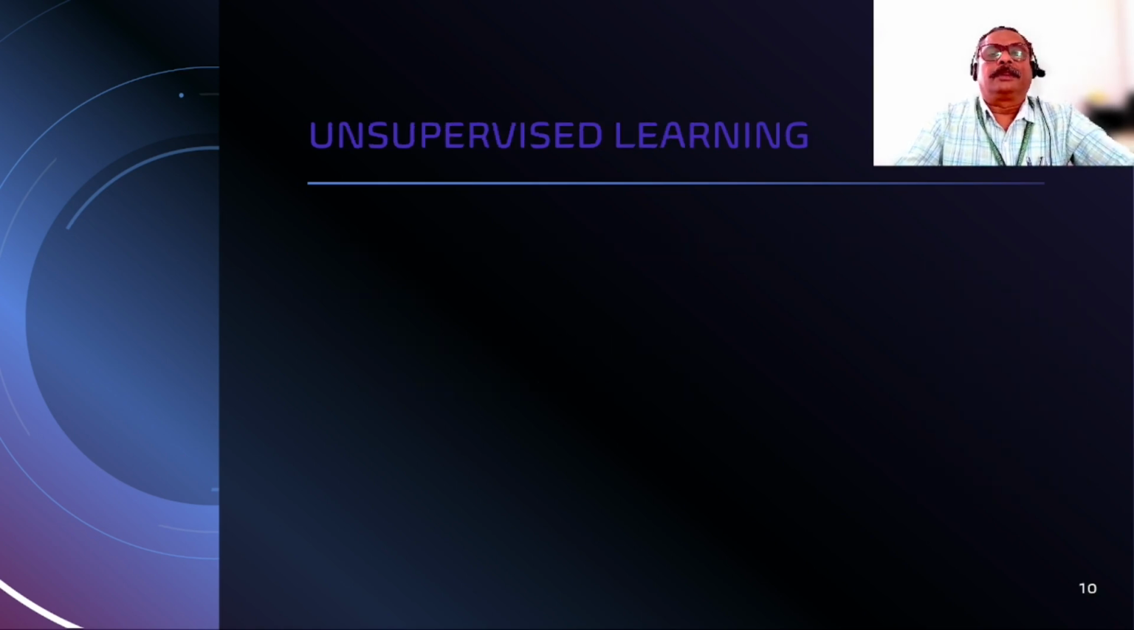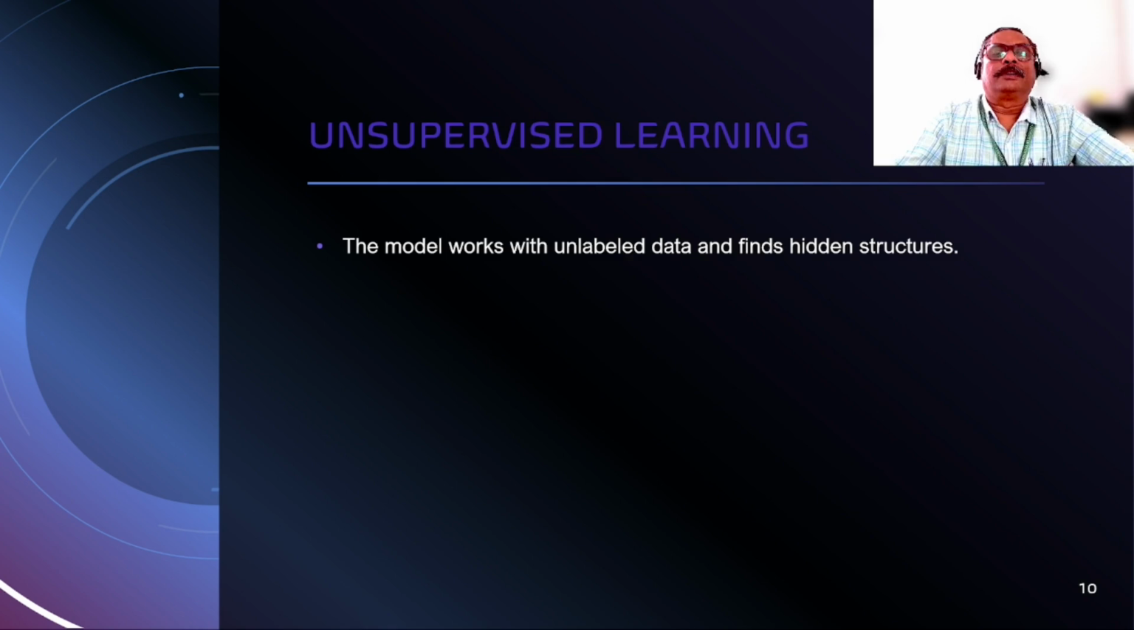Now coming to the second type of learning, which is called unsupervised learning, where the model works with unlabeled data. That means there is no output, there is only input, and we have to find some hidden structures from there. One activity we can do is identify the hidden structures and put all the objects having similar structures together, which we call clustering.